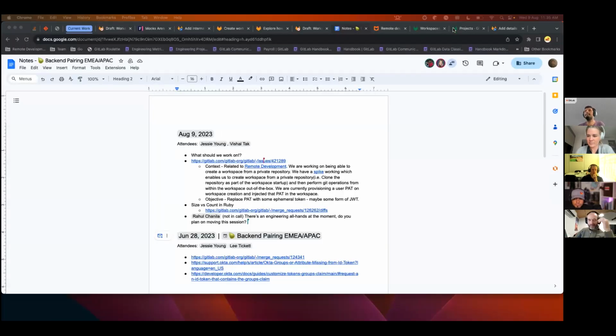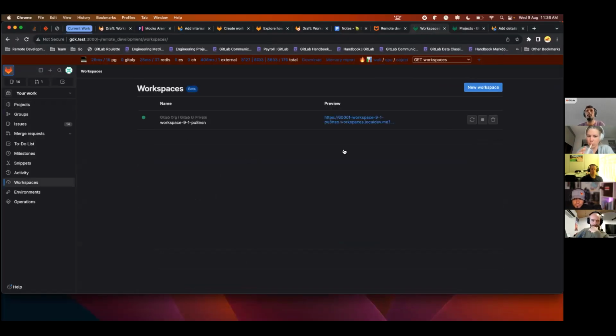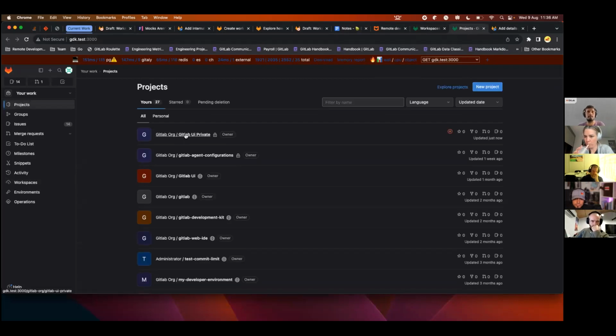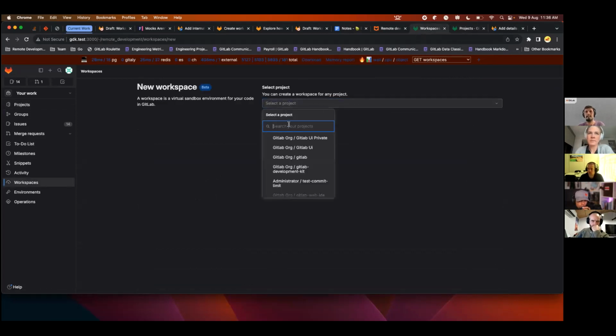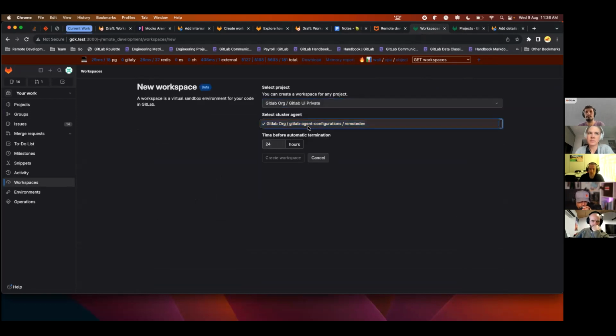Any other questions? All right, I'll take that as a no. With that, I'll share my screen. I'll show you what I mean by all of this, right? So I have my GDK running and everything. I have a private project over here. I've cloned the GitLab UI private project and pushed it on my GDK. I create a new workspace, I select the project.